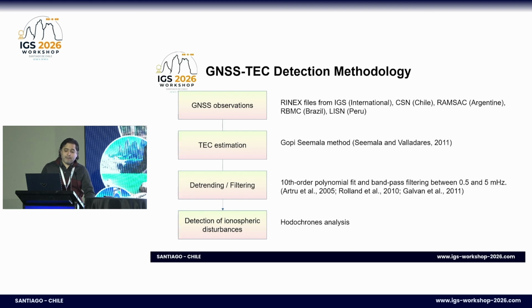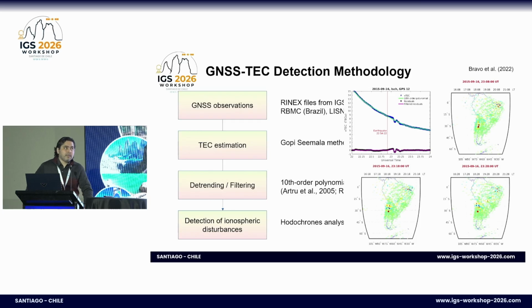For detrending and filtering the wave, we use a 10th order polynomial fit and bandpass filtering between 0.5 and 5 millihertz. This is a standard filtering used by other authors before. This is one image of the plot for the filtering. We can see three times over the South American map, and you can see the disturbance travel from the epicenter of the earthquake, that is the red star.